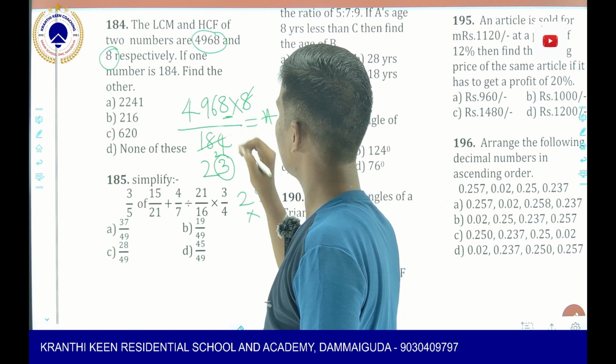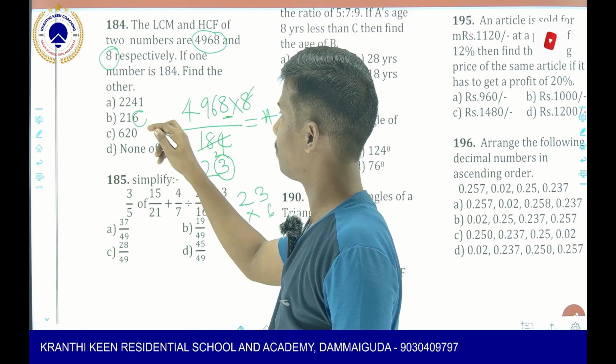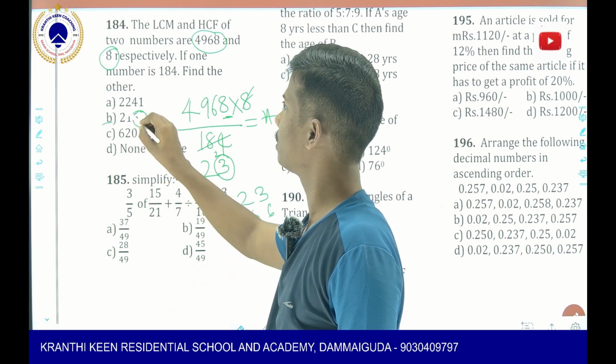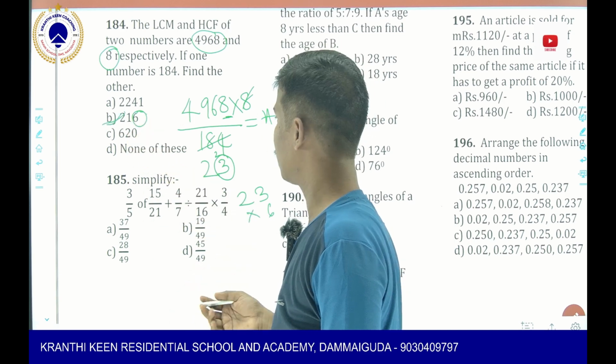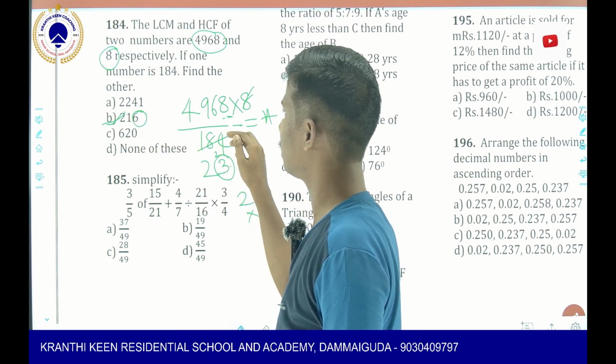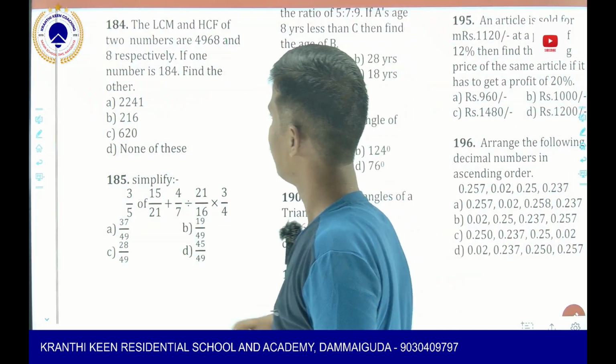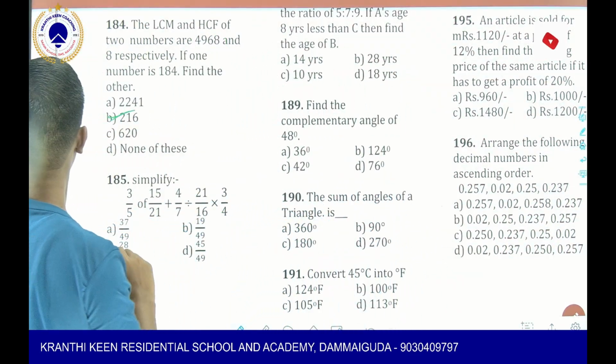23 into 6, you will get the what? 8, no? Here, which is the number that has the 6? It's option B, no? That means you may use these shortcuts to get the answer. And if you verify 23 into 216, if you get this answer, then it will be completed fast, no? Okay? The answer will be 216 only.